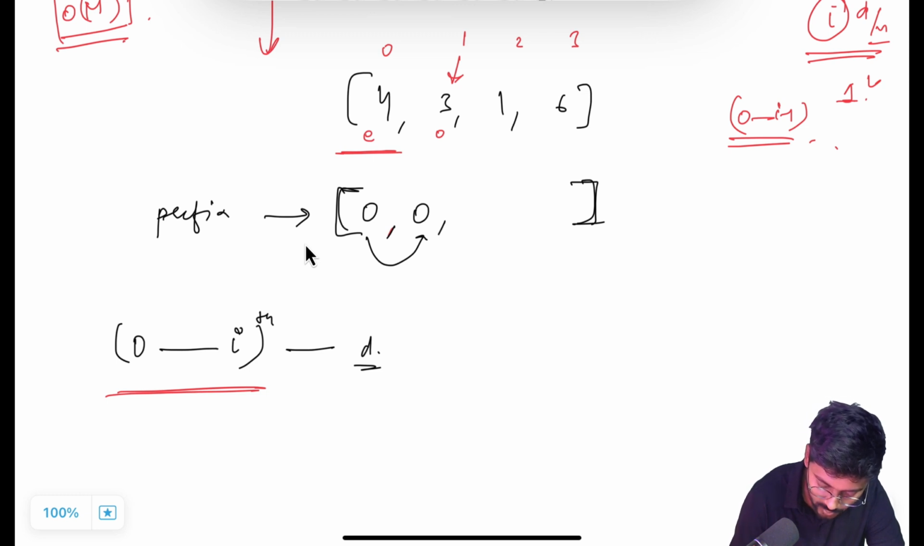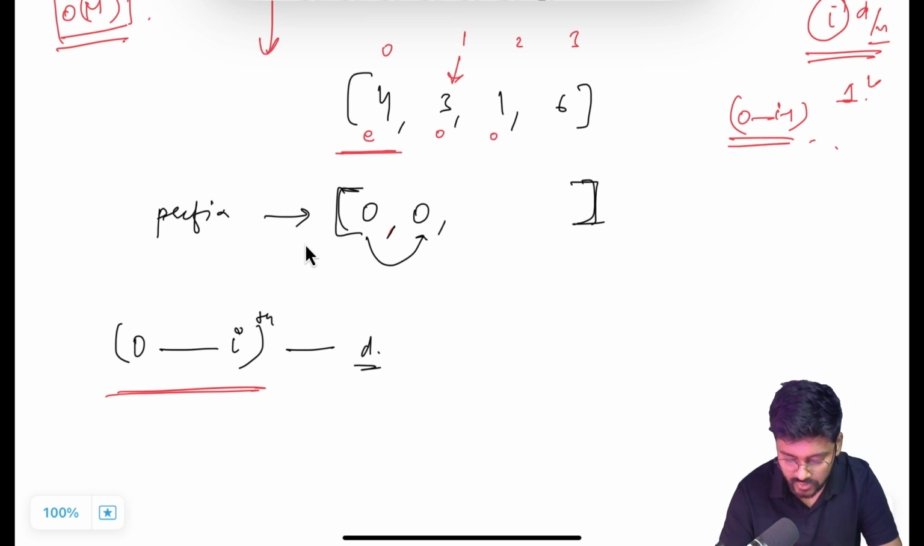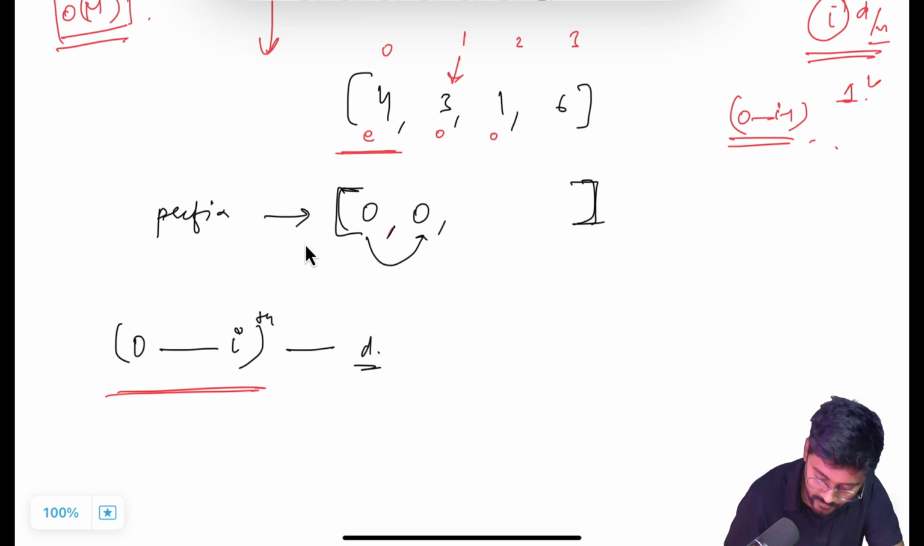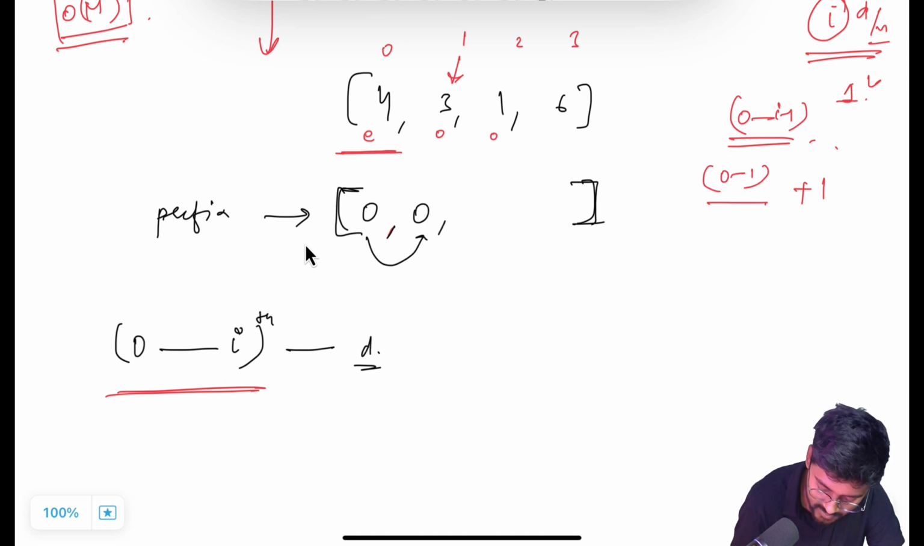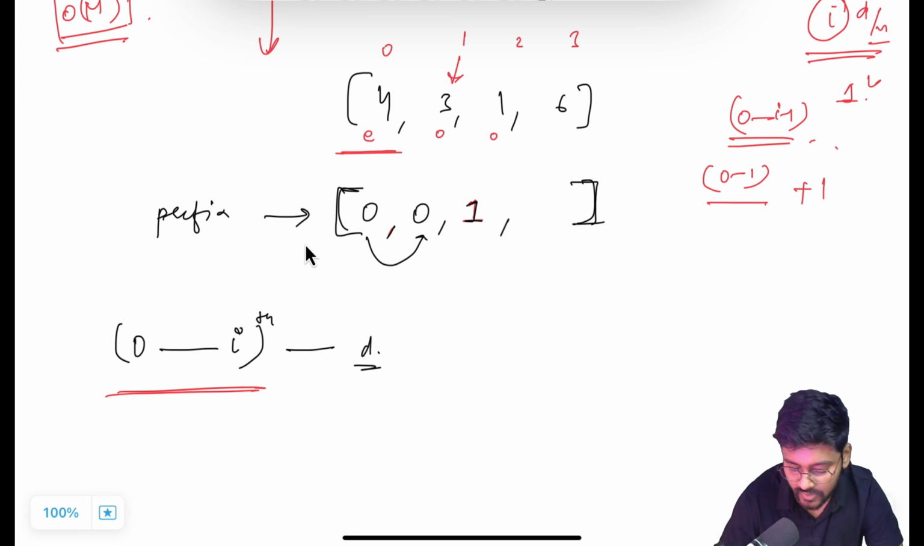Now when I am coming to 1, 1 is also odd. And previous one is also odd. So 1 is a defaulter. So 1 plus total number of defaulters from 0 to 1 index, which is 0. So 0 plus 1 will be the answer here. So prefix of 2 is 1. What is prefix of 3?